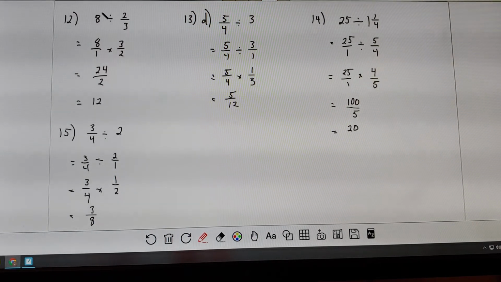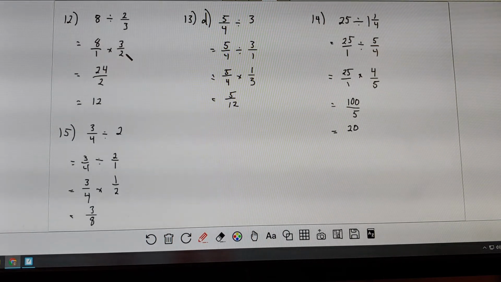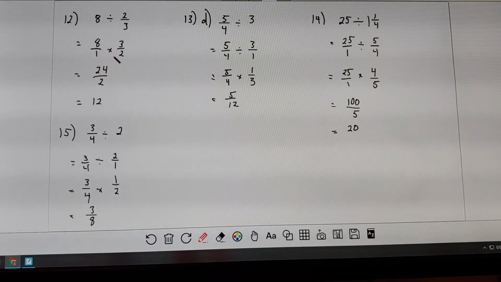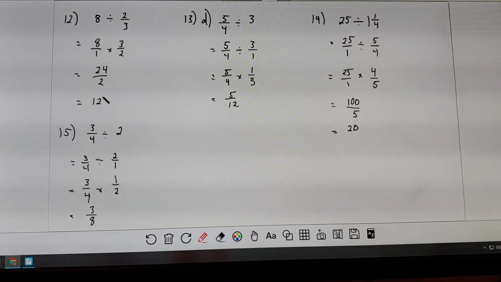Okay, so again, 8 becomes 8 over 1. 2 over 3, we take the reciprocal, we flip it, becomes 3 over 2, and we change it to multiplication. And then 8 times 3 is 24 over 2, and we get 24 divided by 2 is 12.